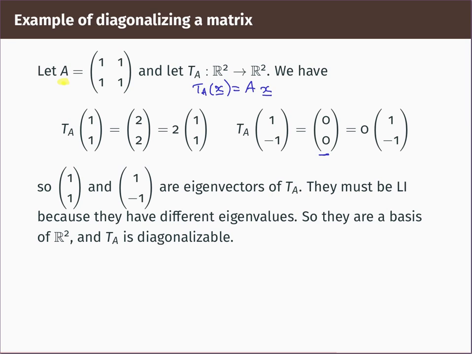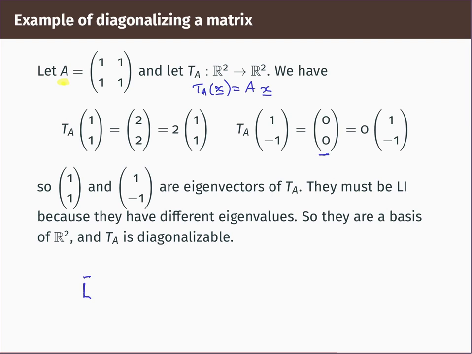Now, these two vectors must be linearly independent. You don't even need to check it. They have to be linearly independent because they're eigenvectors with different eigenvalues. And you know that eigenvectors with different eigenvalues are always linearly independent. So these are two linearly independent vectors inside the two-dimensional vector space R squared. So they must be a basis of R squared. And that means there's a basis of R squared consisting of eigenvectors of TA, and therefore TA is diagonalizable.